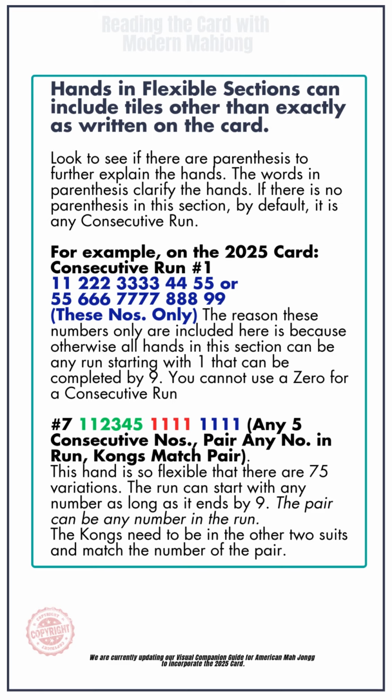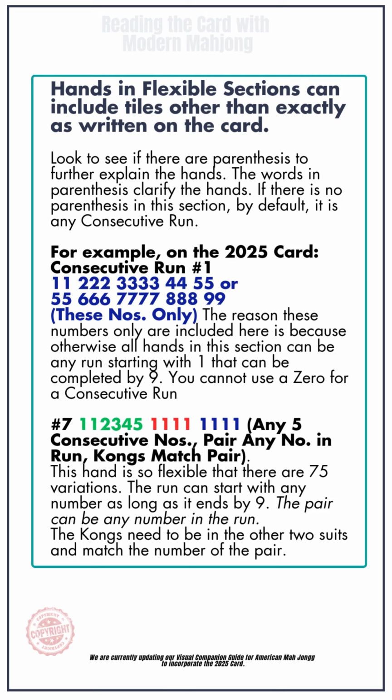Number 7 in the consecutive run is an example of a flexible hand because there's no parentheses, so you have a lot of freedom. As the hand is written, many players assume that you have to have the first pair, that first pair being the number, and then the Kong has to match that first pair. If you read the parentheses, you see how much freedom this hand gives you. The pair is in any number. So that pair is a flexible pair that could be anywhere in that run of single tiles.